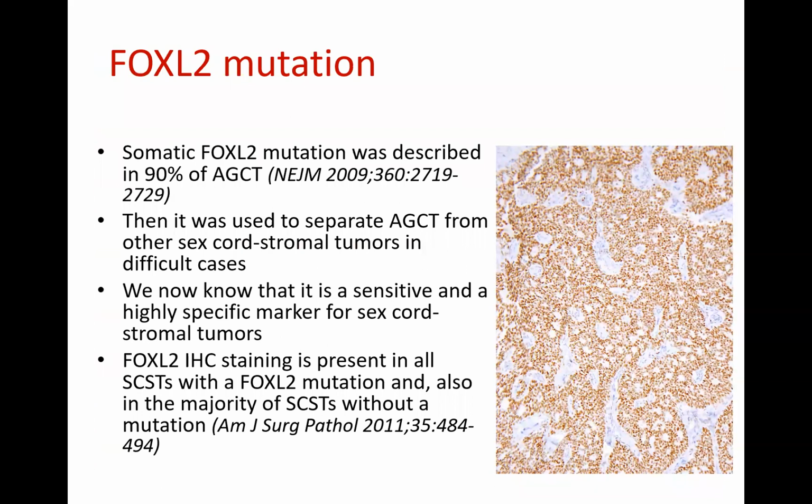FOXL2 mutation is another tool that we have in the lab today. FOXL2 mutation was described more than 10 or 12 years ago, and it was positive in 90% of adult granulosa cell tumors. Then after that, we started to realize that, at first we thought that it can separate granulosa cell tumors from the rest of the sex cord tumors. But now we realize that probably most sex cord tumors will have some sort of FOXL2 mutation. And FOXL2 IHC corresponds very well with mutation, and it can even be positive without mutation.